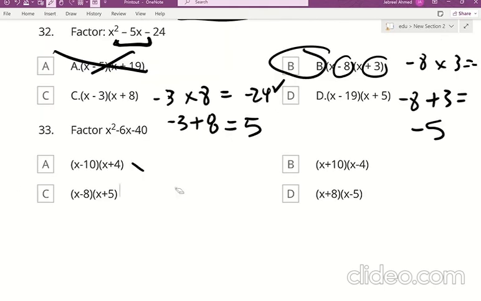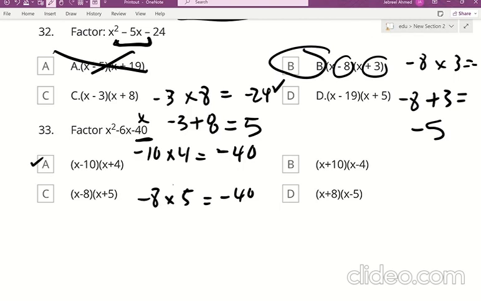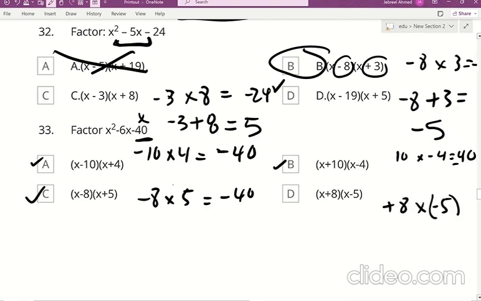Same thing here, I'll do it again. So we're going to try to multiply these two numbers to get negative 40. Negative 10 times 4 equals negative 40. So this is okay. Negative 8 times 5 is negative 40. So this is okay. 10 times negative 4 equals negative 40. So this is okay. And positive 8 times negative 5 is going to give me negative 40.